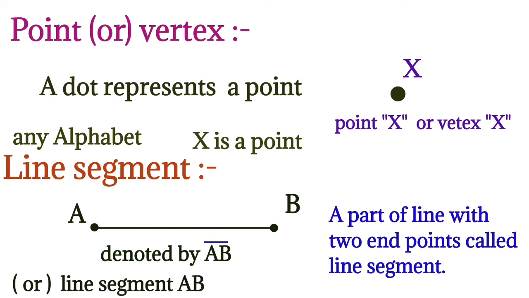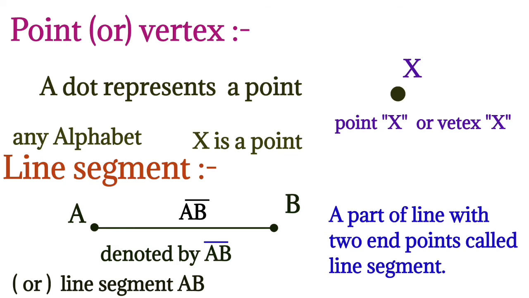It can be denoted as capital AB with a small bar or dash on top of AB, or we can say AB bar. We can measure the distance between points A and B, which is called the length of AB.